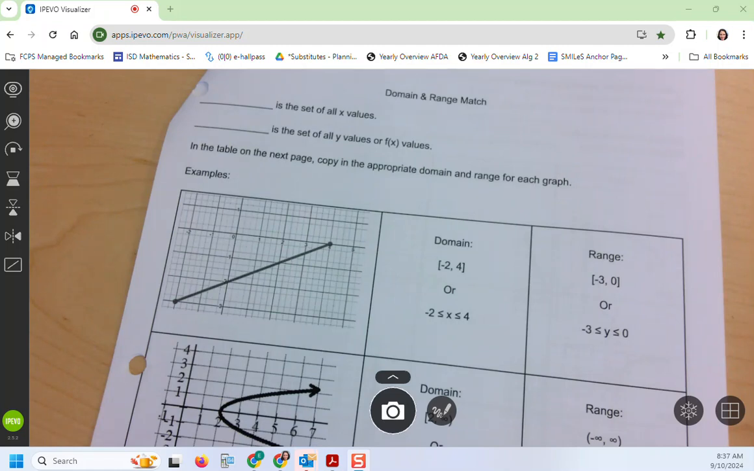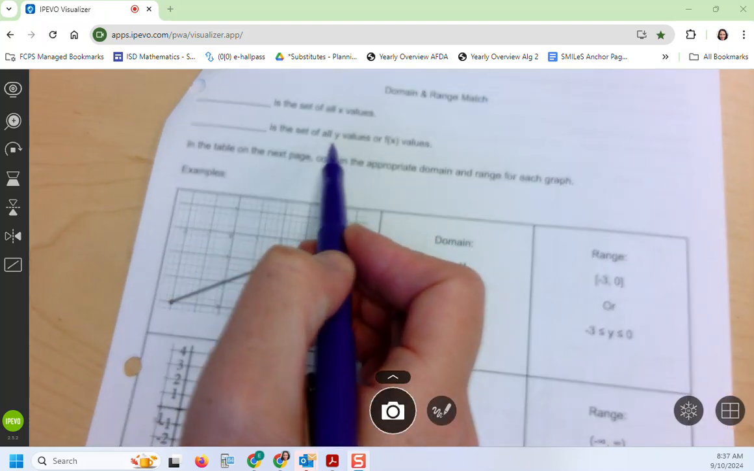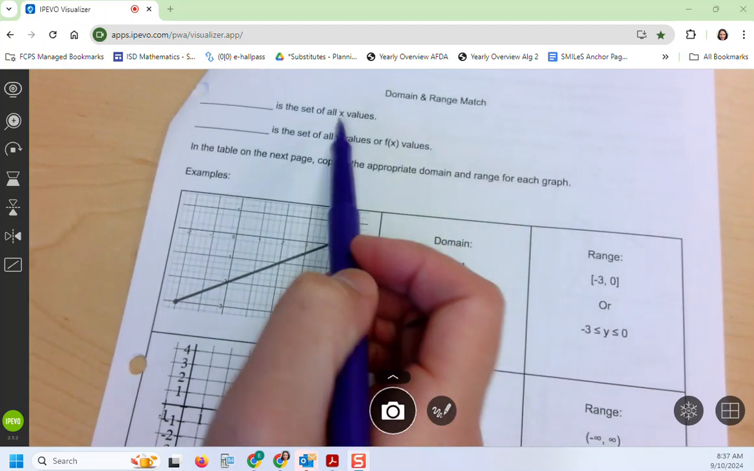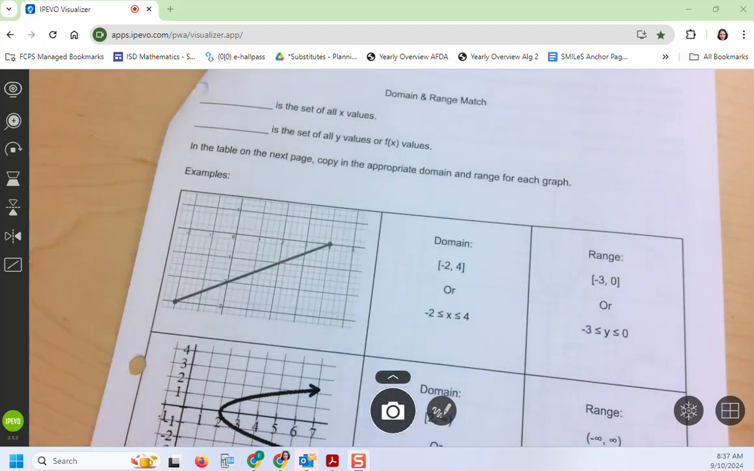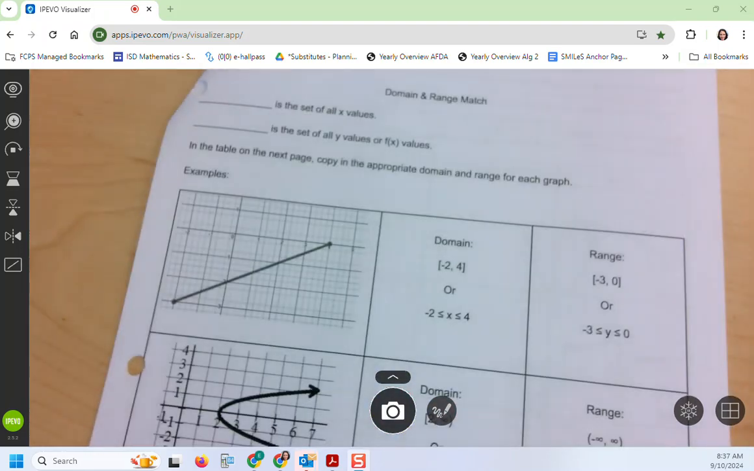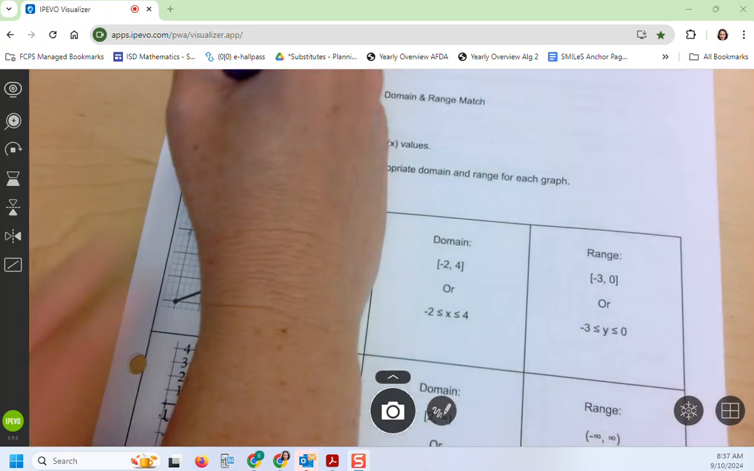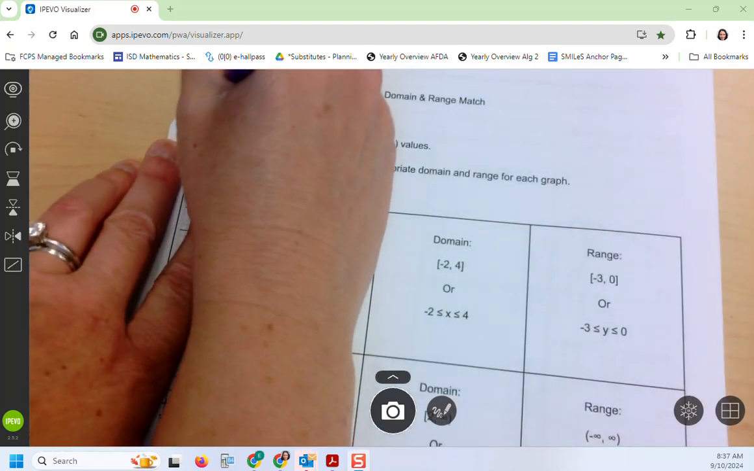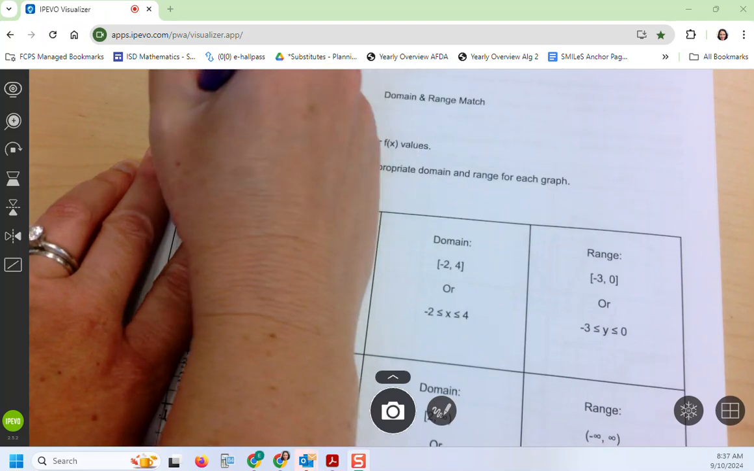Blank is the set of all x values, blank is the set of all y values, or f of x values. Remember, f of x is just a fancy way to say y. Domain, is that x or y? It's x, very good. So domain is the x values, and range is the y values.